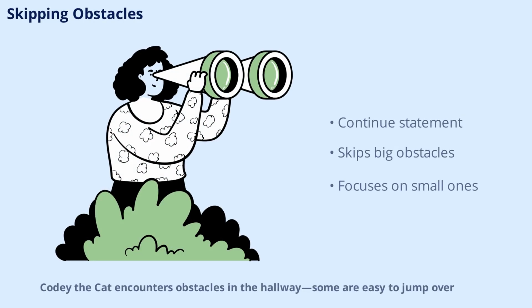Cody the cat encounters obstacles in the hallway. Some are easy to jump over, others are too big. He uses the continue statement to skip the big ones and only jump over the small ones. This is just like using continue in a loop to skip certain cases.